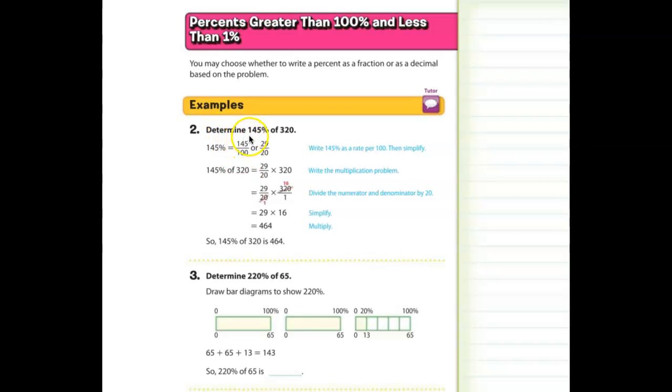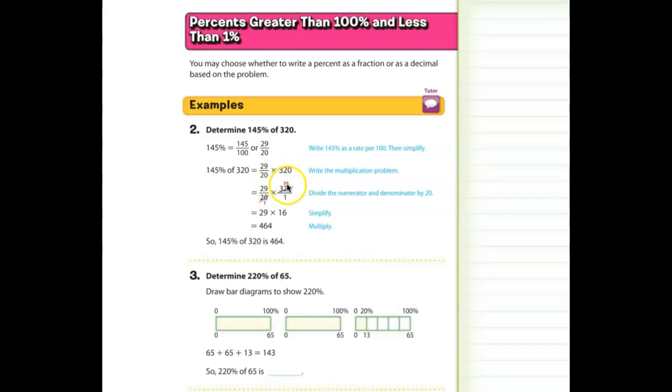It says determine 145% of 320. So they've made 145% into the percent fraction, 145 over 100. And then they simplified it by dividing the top number and the bottom number by what number? 20 times what equals 100? Exactly, 5. 145 divided by 5 is 29. So they have 29 20ths, and then they multiply that by the whole number.